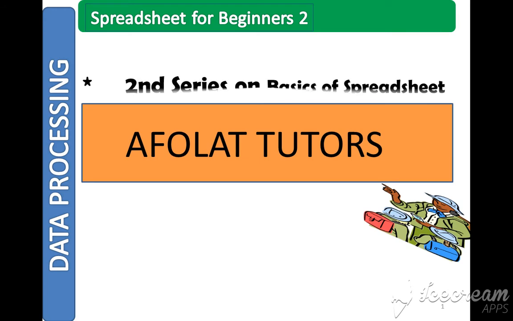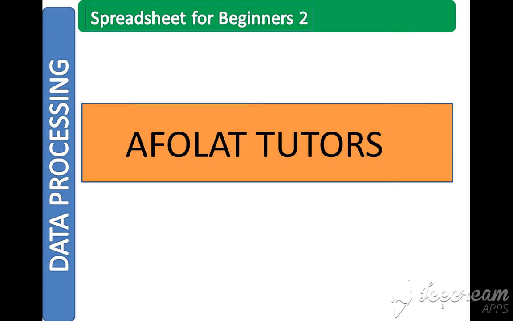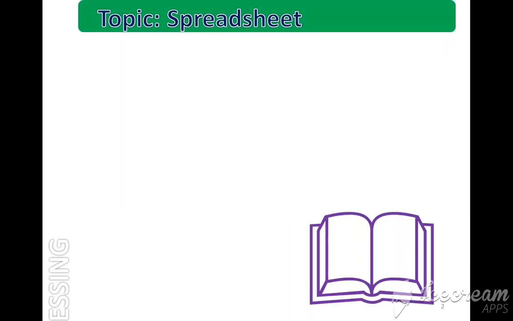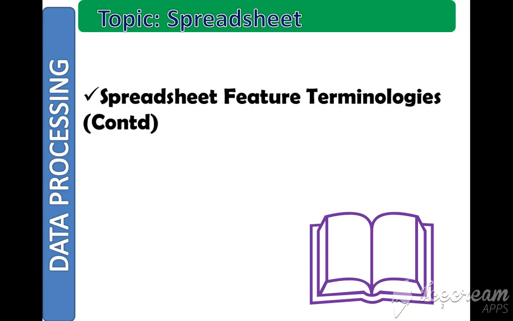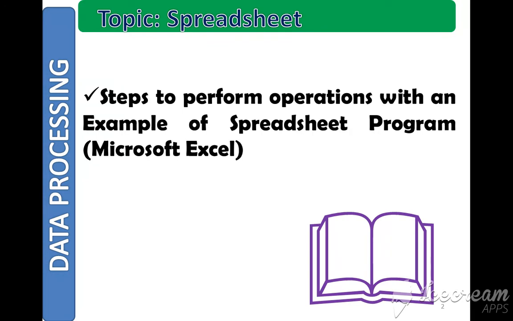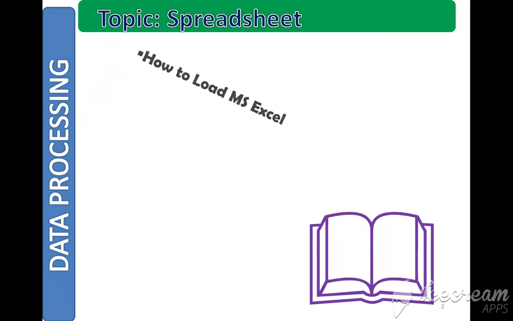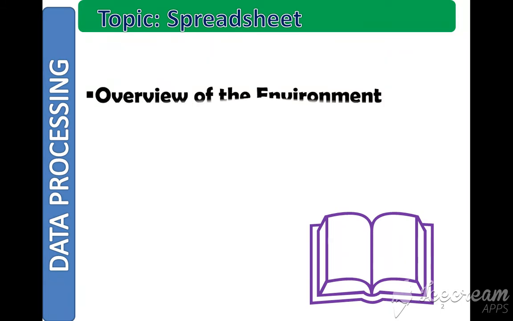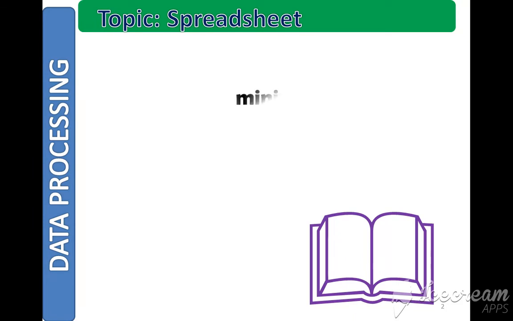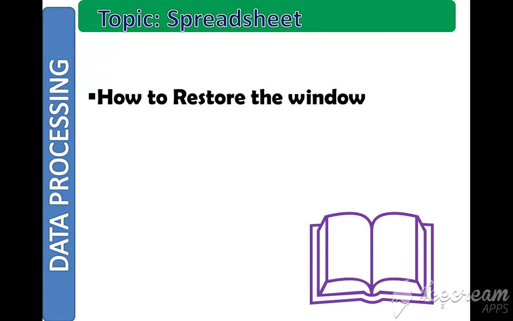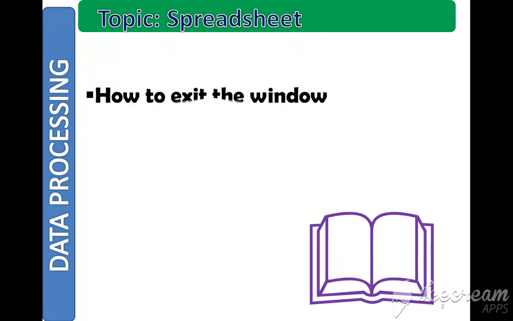Welcome to the second series on Spreadsheet. We will continue on Spreadsheet feature terminologies, steps to perform operations with an example of spreadsheet program, that is Microsoft Excel, how to load MS Excel, overview of the environment, how to minimize and maximize the window, how to restore the window, how to exit the window.